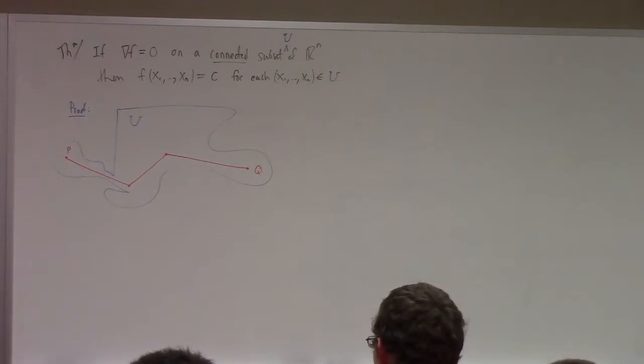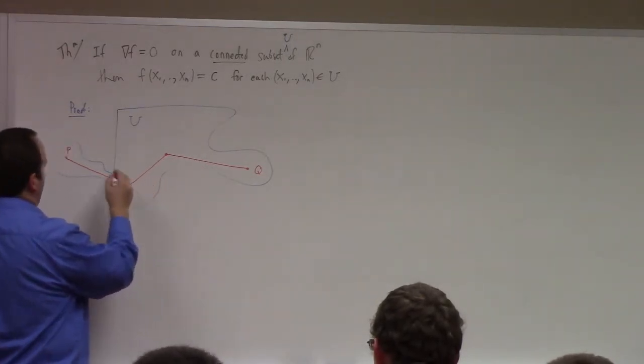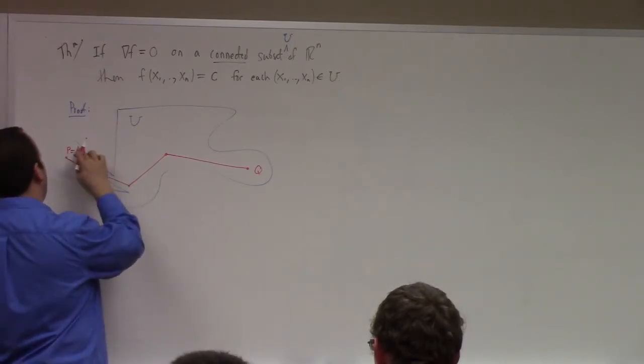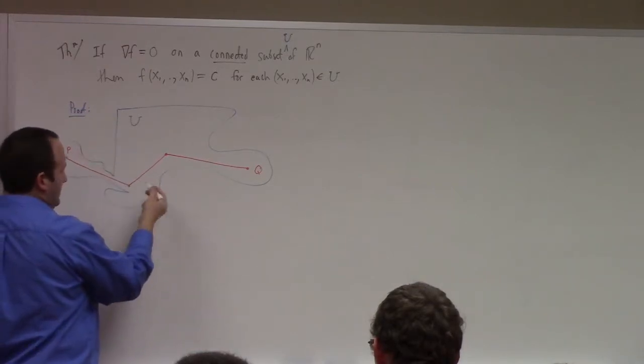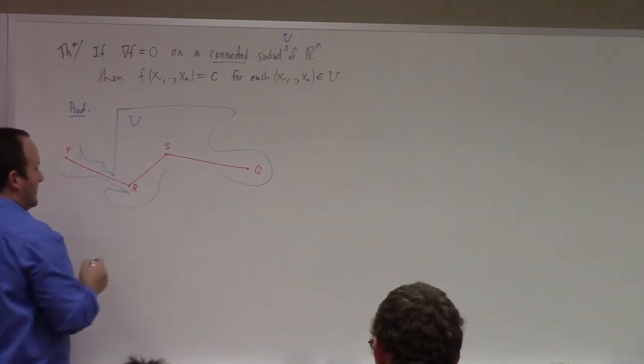And then what can I do? Let me say P is equal to A1. I don't know, let me just keep it P. I need some labels for these intermediate points. What do you want? R, S, how about that?